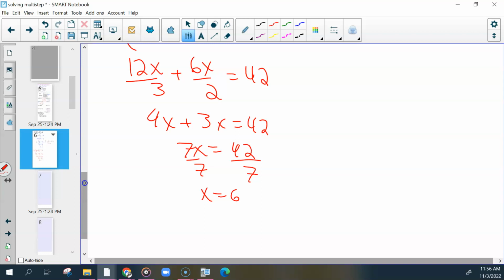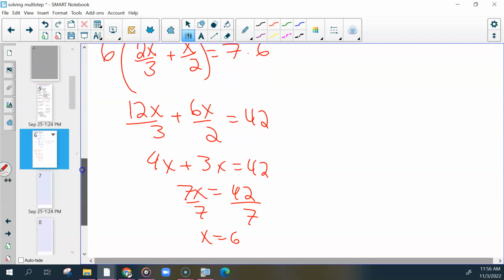I don't think I put this back in to make sure it works, but we can do that real fast. Let's see, 6 times 2 is 12. 12 divided by 3 is 4. 6 over 2 is 3. 3 plus 4 equals 7. That works. Do we have any questions on this problem?